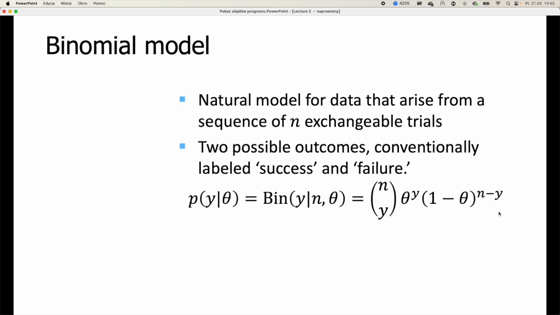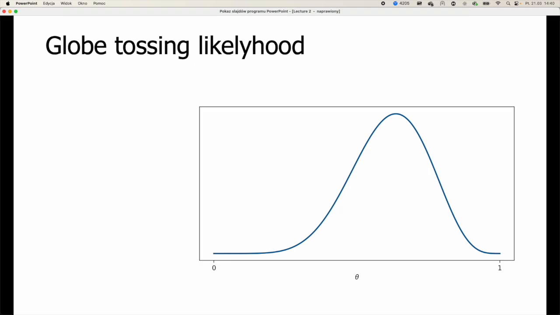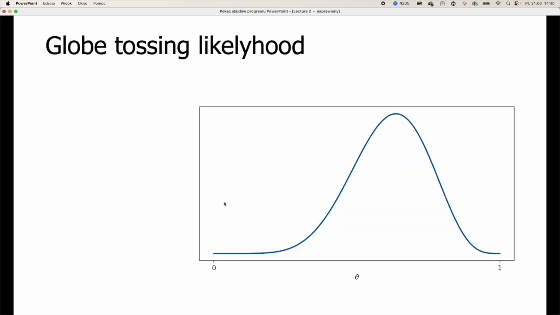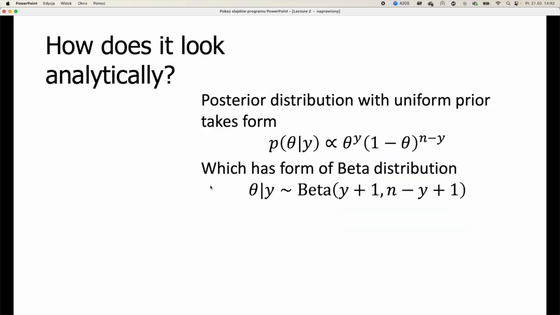It looks exactly the same, right? This is a constant here, which is independent of theta, so it's also proportional. Why is one likelihood and why is the other one posterior? The likelihood is a function of y dependent on theta. The posterior is a function of theta depending on y.